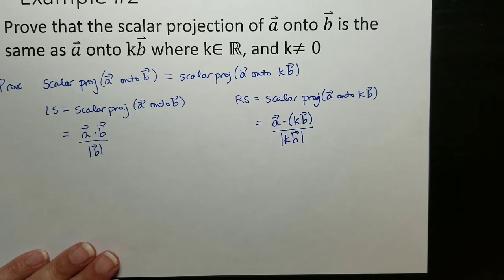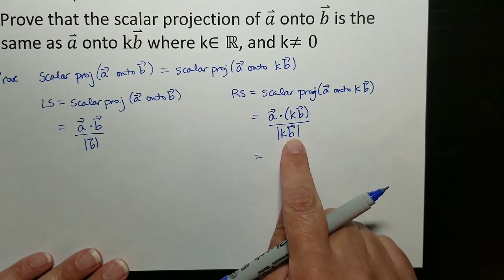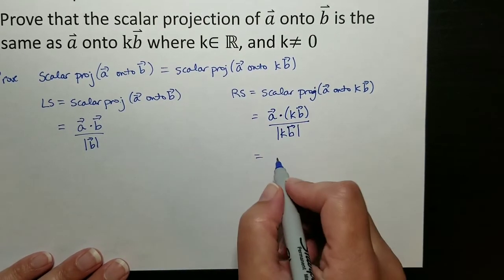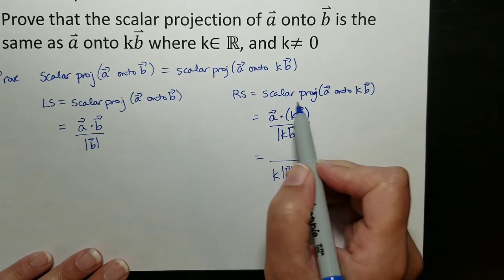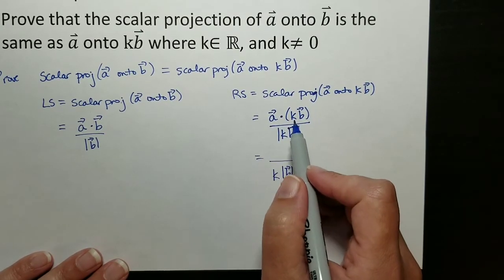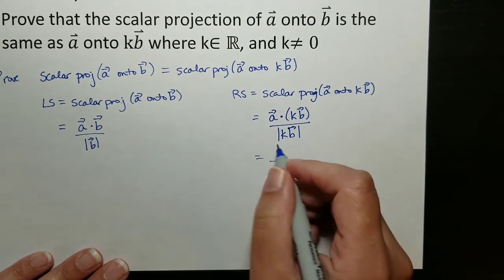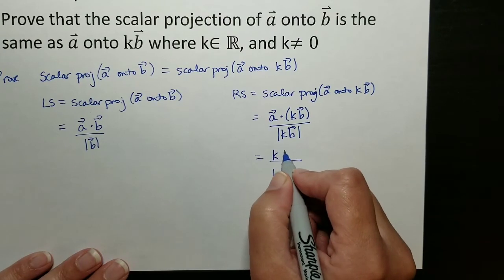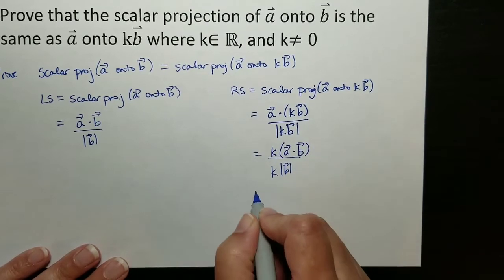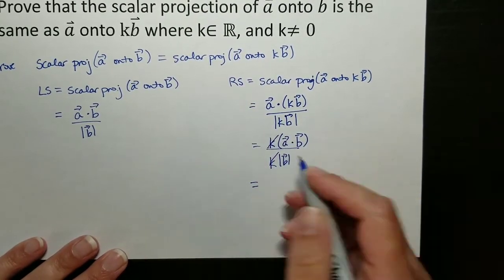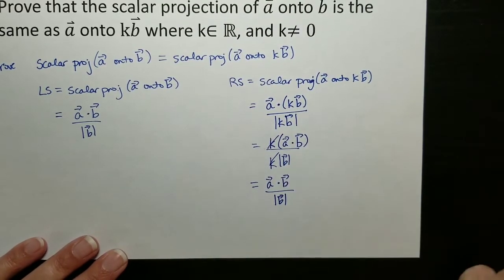Okay, now we know that the magnitude of this is going to actually be K times the magnitude of B. And we also know that we've got the property in the dot product where K can be taken out and we can keep those vectors. So here we can just cancel out the K's and we end up with A dot B over the magnitude of B.